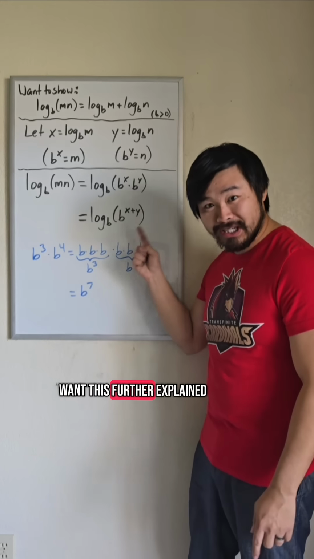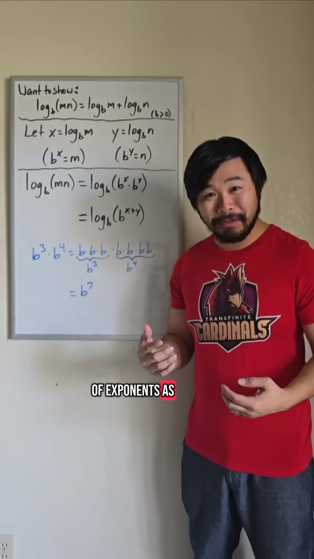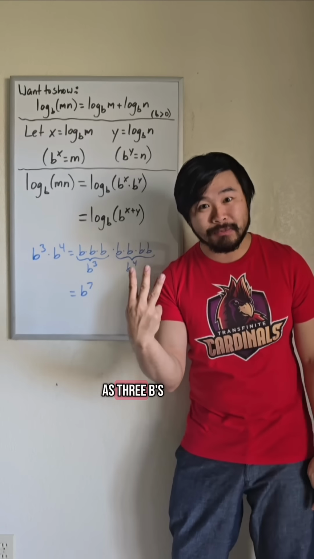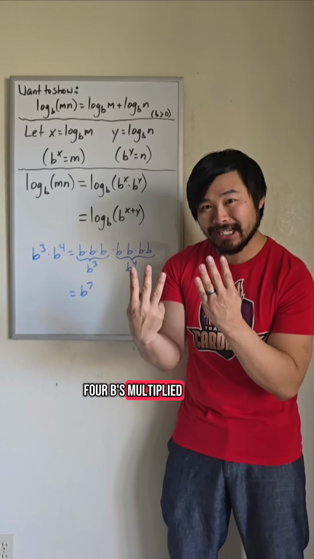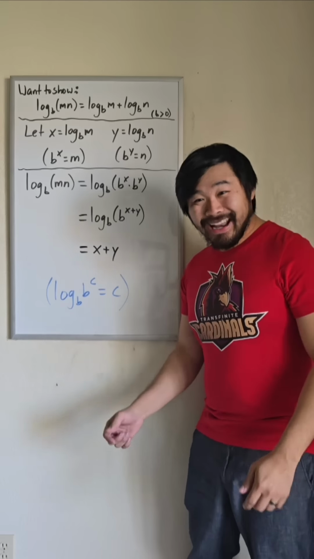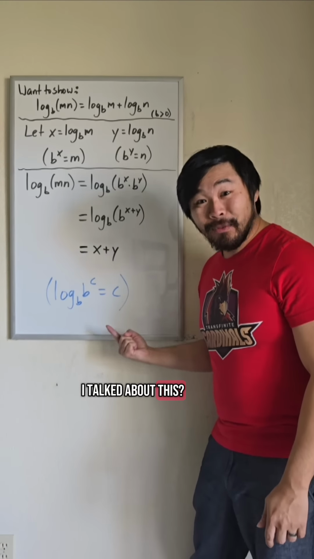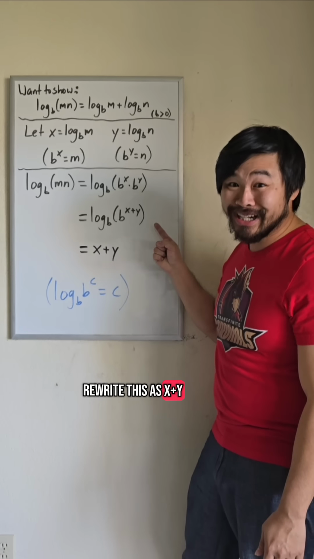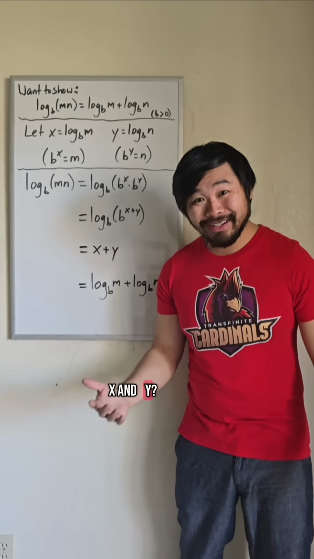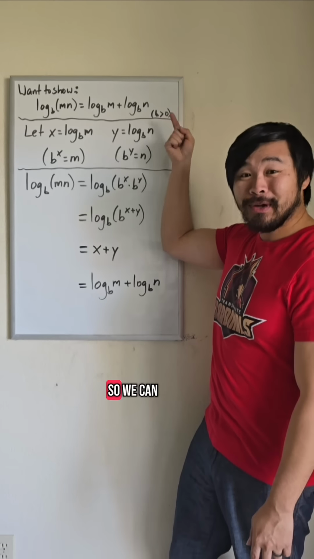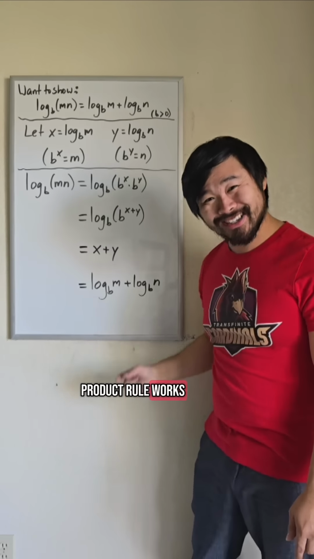And if you want this further explained, we could think of exponents as repeated multiplication. So with this problem, we could think of this as 3 b's multiplied together, 4 b's multiplied together, so together we have 7 b's multiplied together. Now, remember when I talked about this? Well, we're going to apply it over here, so we can rewrite this as x plus y. And what are x and y? Well, we defined them over here. So we showed what we wanted to show, so we can see why the product rule works.